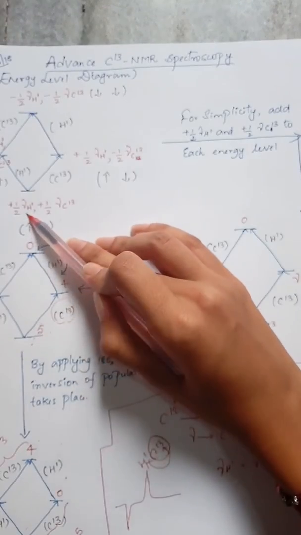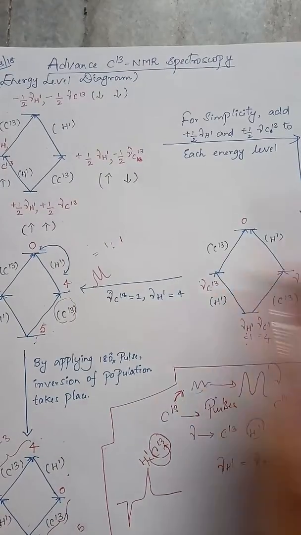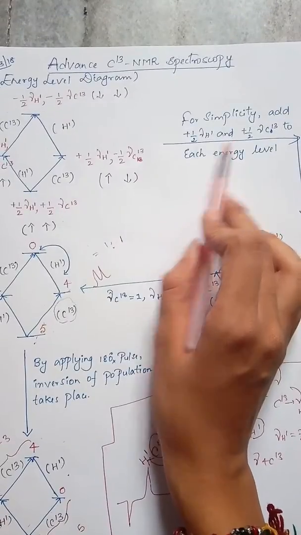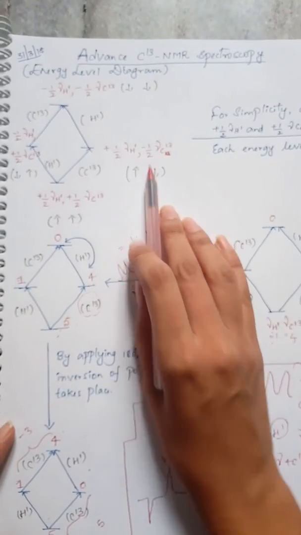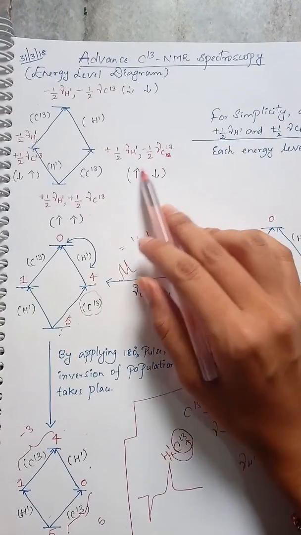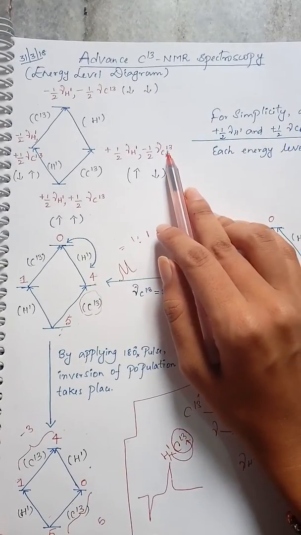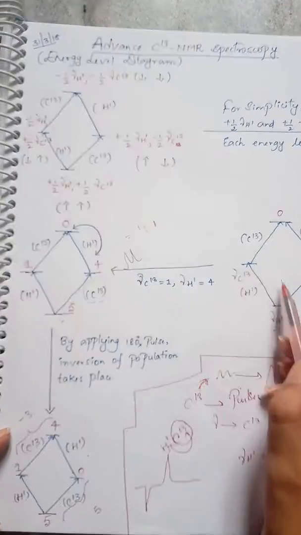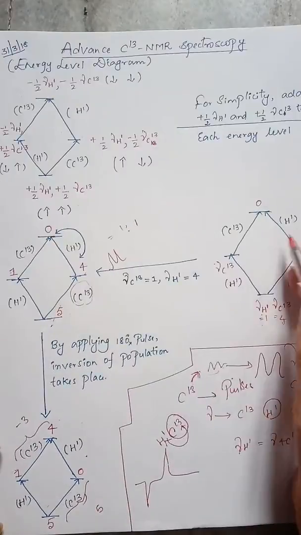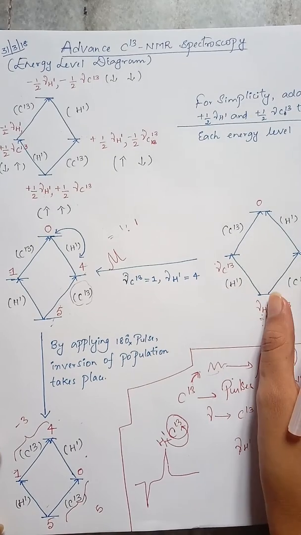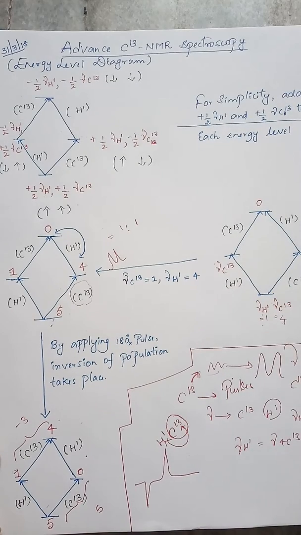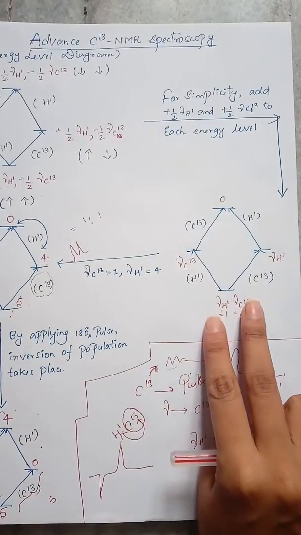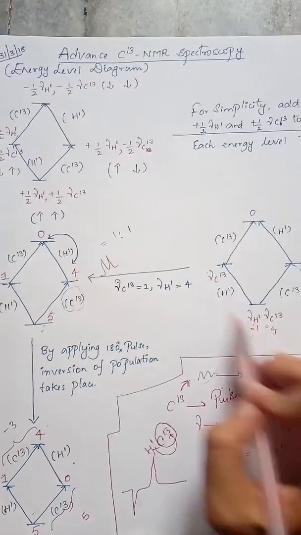If I add plus half proton here, this will become 1, and this will also be 1 because we are adding plus half and plus half. Here plus and minus get cancelled out and it becomes only gamma proton, and here we will get only gamma C13, and here it becomes 0. I'm getting worried because of the bad focusing. Anyways, once you add all that, you'll get this level.